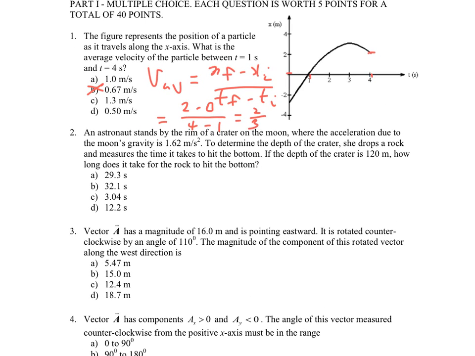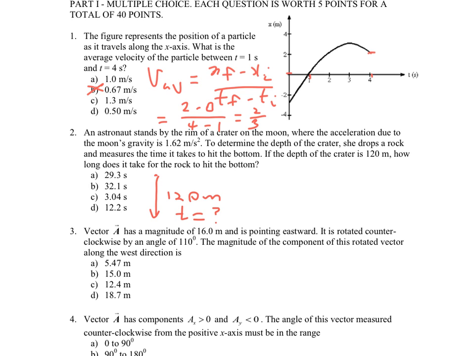Okay, number 2, you're told that an astronaut stands by the rim of a crater on the moon where the acceleration due to gravity is 1.62. Now, this is not the same as the Earth where it is 9.81 meters per second squared, but other than that, it's the same kind of problem. To determine the depth of the crater, she drops a rock and measures the time to hit the bottom. You're told that the depth of the crater is 120 meters. How long does it take? They want to know time.